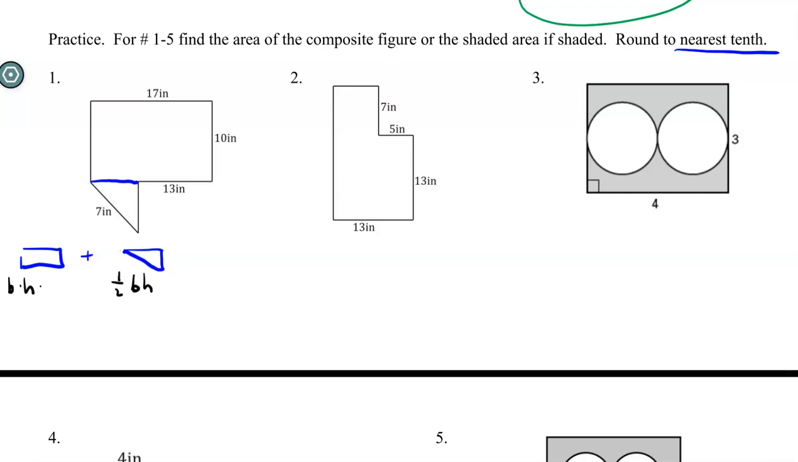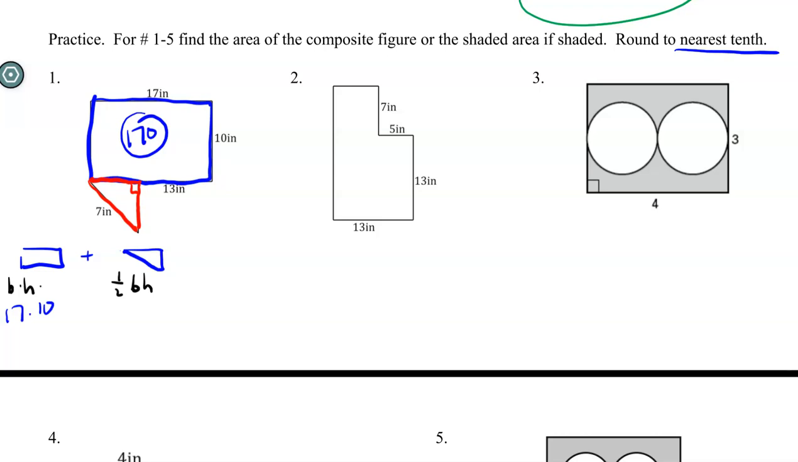So for the rectangle, we're looking at 17 by 10. All right, so that's how much that guy is. So 17 times 10, looking at 170. And now for the triangle, we're going to assume that this is a right triangle right here. We'll assume that's a right angle. And a right triangle is 1/2 base times height.